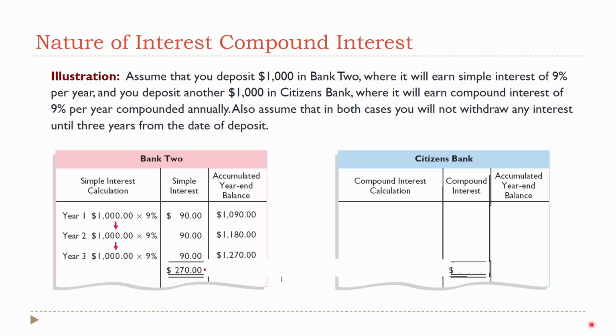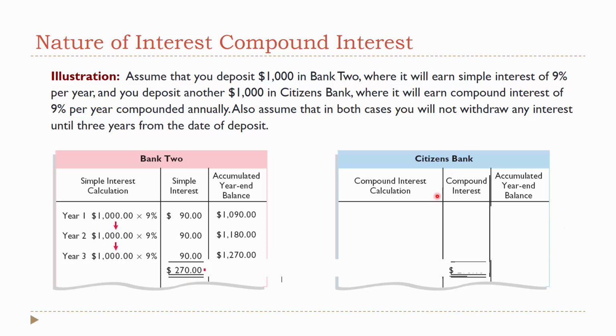Assume that you deposit $1,000 in Bank 2 where it will earn simple interest of 9% per year, and you also deposit another $1,000 in Citizens Bank where it will earn compound interest of 9% per year, compounded annually. Assume in both cases you do not withdraw any interest until the 3 years is up. So in Bank 2, we're getting simple interest. So each year we're getting 9% on that base $1,000. So total over the 3 years, we would receive $270 in interest.